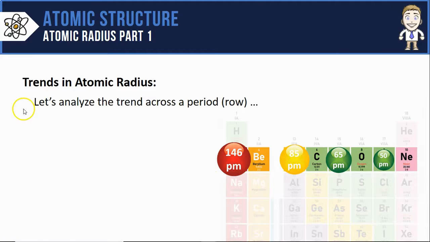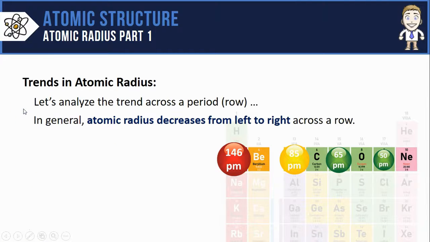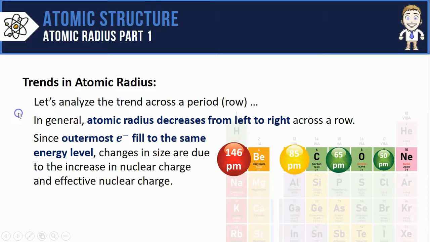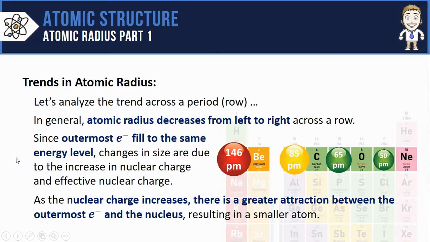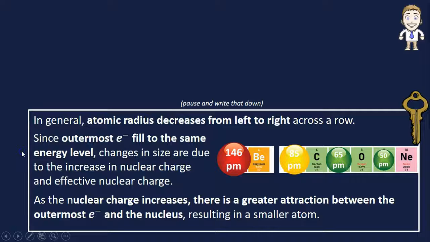Let's try to summarize these ideas and put it into some words that you can jot down if you think you need. In general, you'll see that atomic radius will decrease from left to right across a row. Since the outermost electrons fill to the same energy level, these size changes are due to the increase in nuclear charge and effective nuclear charge. As those nuclear charges increase, there's a greater attraction between the outermost electrons and the nucleus, resulting in smaller atoms. These are definitely some key ideas for this video. Make sure you jot them down.